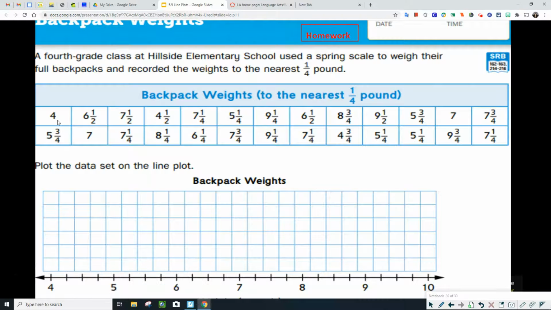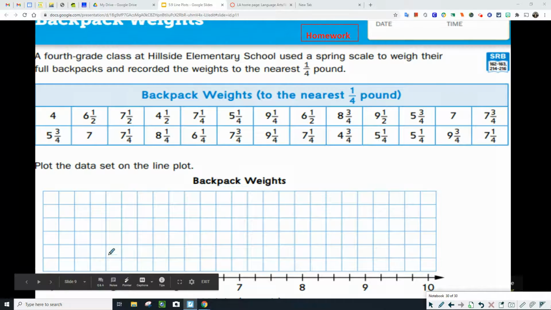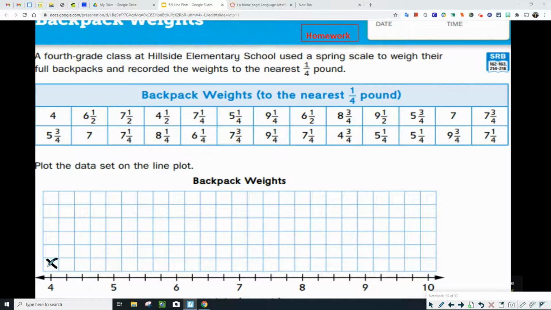Over here, it's the same thing. So as I'm looking at my data up here, I'm looking at this first piece of data, which is the 4. I can come down here and mark the 4. Here's the 4. I'm going to mark that with 1 x above the 4, and then cross that off. Then I'm going to go to my next one, which would be 6.5. Here's the 6. I know the half would be 2/4, so 1/4, 2/4, that's 6.5. Cross that out. 7.5, same thing, 7, 7 and 1/4, 7 and 2/4. So remember, 2/4 is the same as a half.